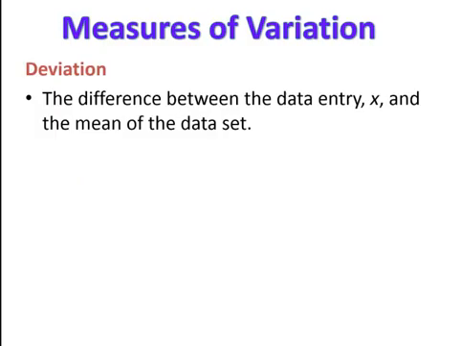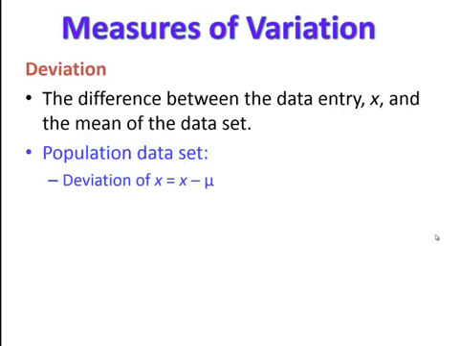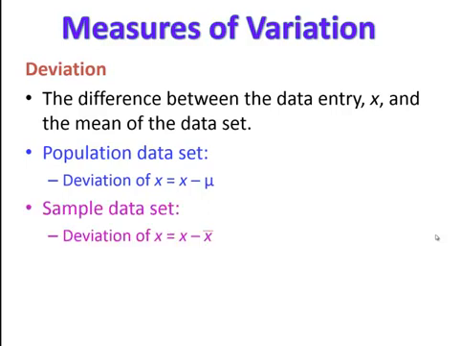What a deviation is in statistics: it's the difference between the data entries and the mean of the data set. So in order to find the deviation, you're going to need the mean. And then you're going to take each data entry and subtract the mean from it. That will be the deviation. So the population deviation would be x minus mu. And remember, mu represents the mean for the population. In the sample, you would be using the x bar.